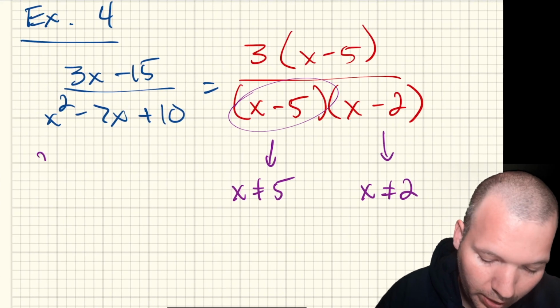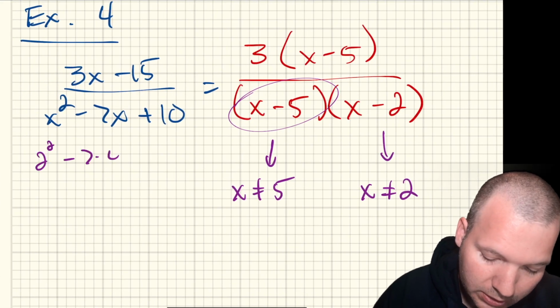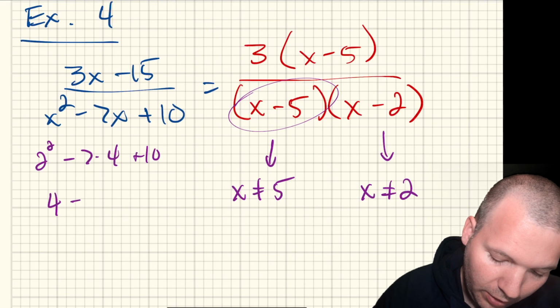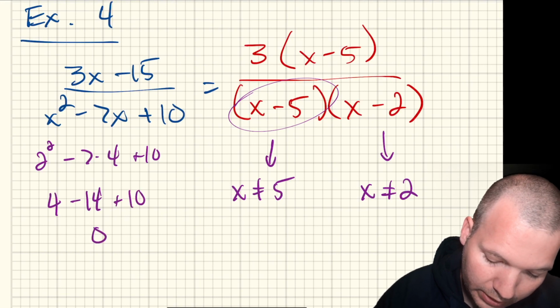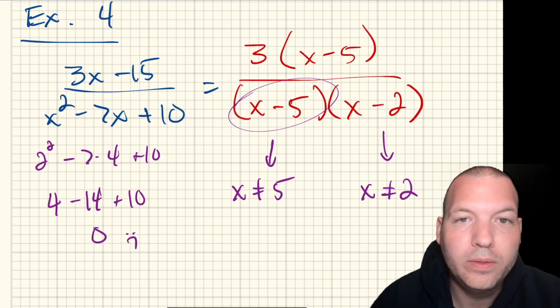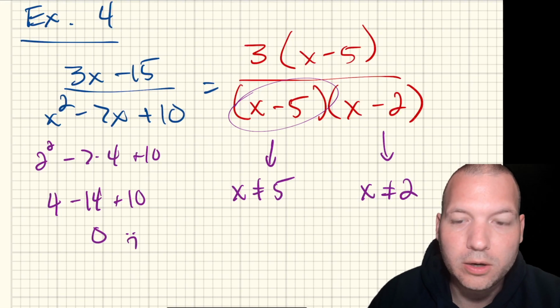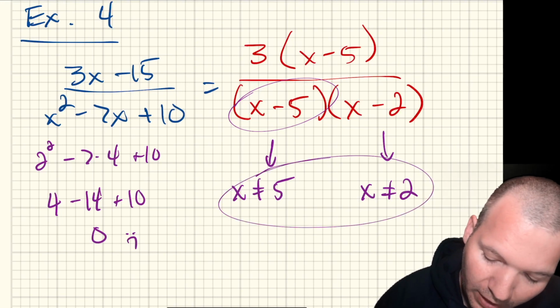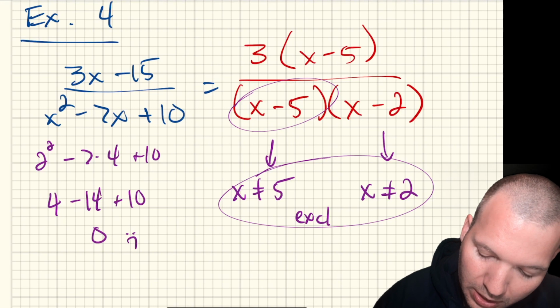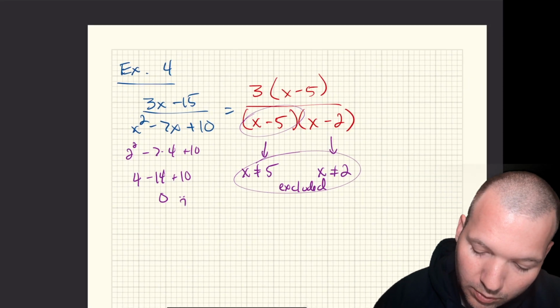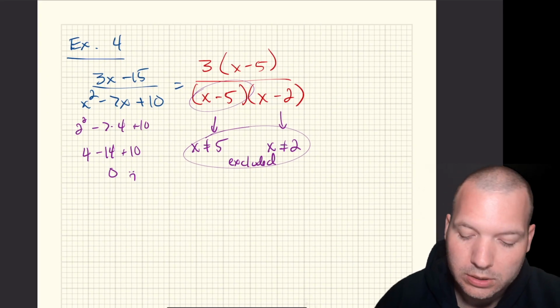Come back over here, right? 2 squared is 4. 7 times 2 is 14. 4 minus 14 plus 10 is 0. That's no good. We can't let the denominator be 0. So x is 5 and x is 2 must be excluded. These are what we call excluded values.